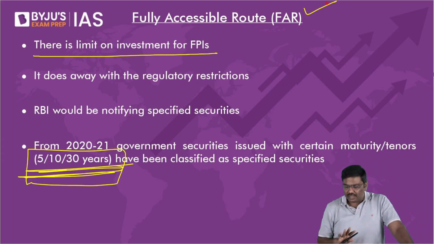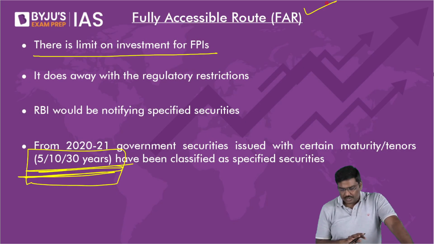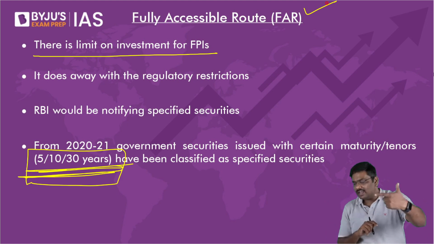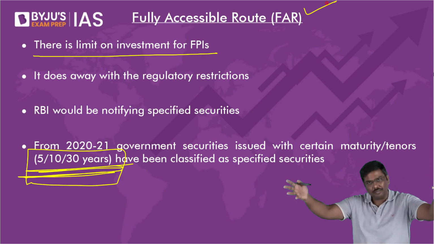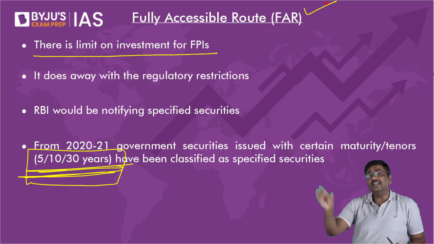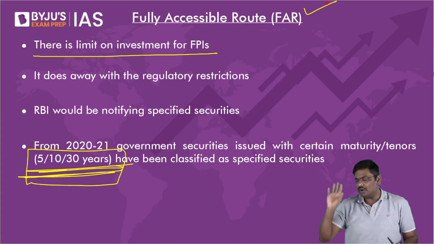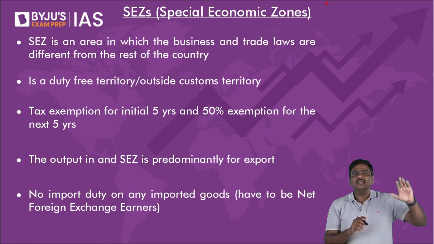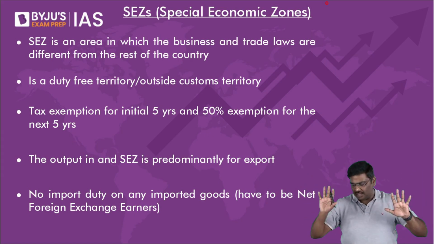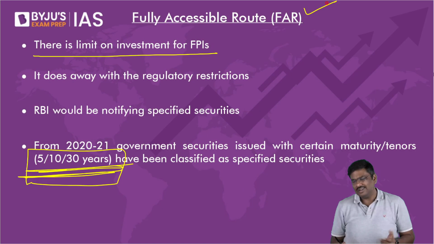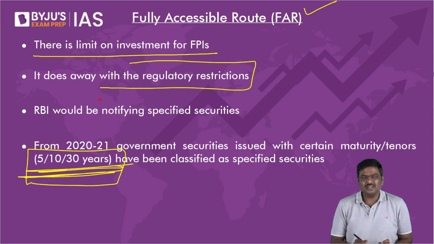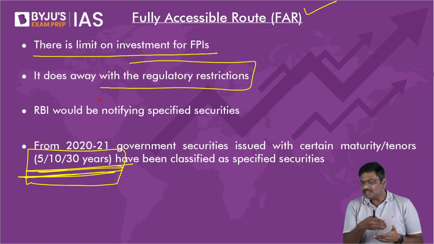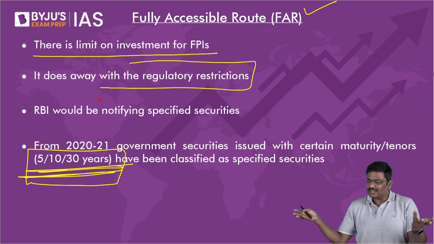Anybody has any kind of difficulty? Please do let me know. Anybody has difficulty understanding the difference between VRR and FAR? VRR can be corporate as well as government, whereas FAR specifically targets certain types of government securities. And that is the basic difference between VRR and FAR. Some of the restrictions which are there will be withdrawn. Right? Because there are restrictions, these will be withdrawn. That is the basic idea.